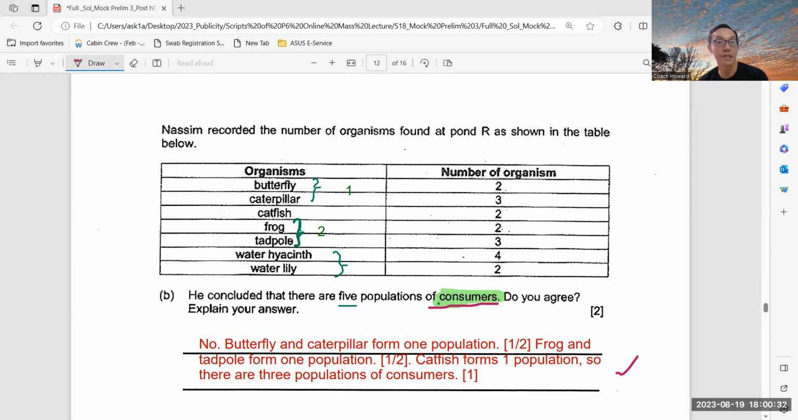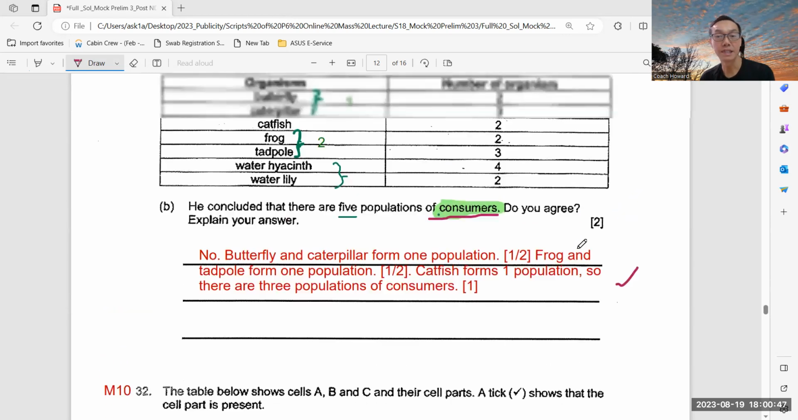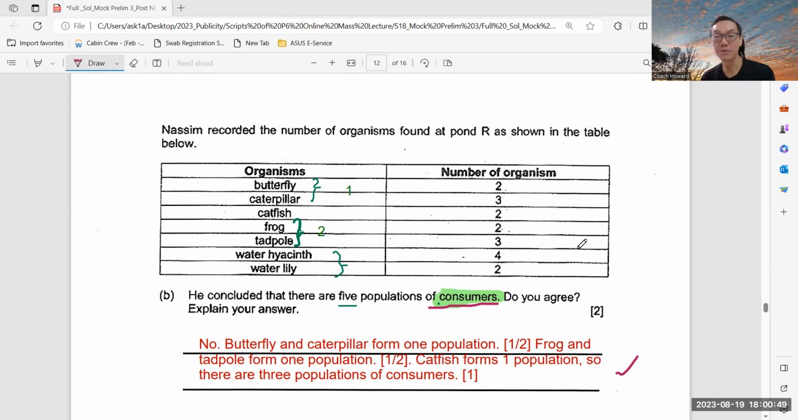Catfish is a type of fish. It's not a cat. You said cat. Oh, I said cat. Catfish. Okay. I said cat. Okay, never mind. Okay, this one I finished first. Let you have some time to do it before I go on to the next question.